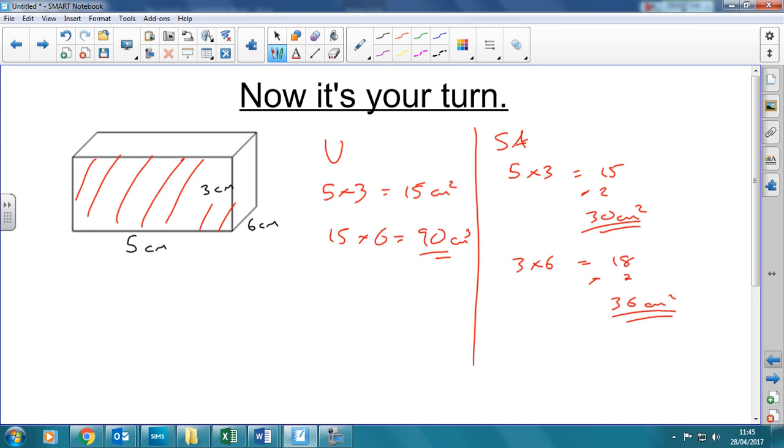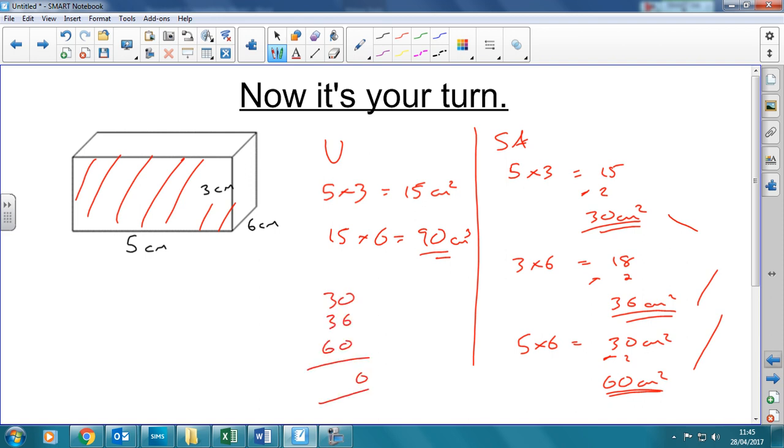And then the one on the top and the bottom is going to be 5 times by 6, which equals 30 centimetres squared. And then we're going to double that. So that makes 60 centimetres squared. So we then add the 3 numbers together, so that's going to be 30 plus 36 plus 60, which should give you an answer of 126 centimetres squared. So well done if you got that.